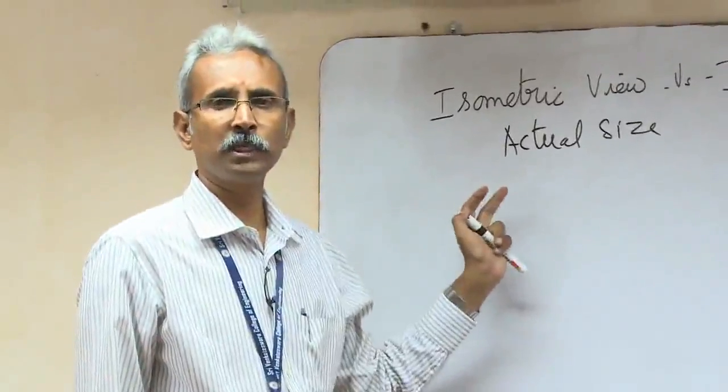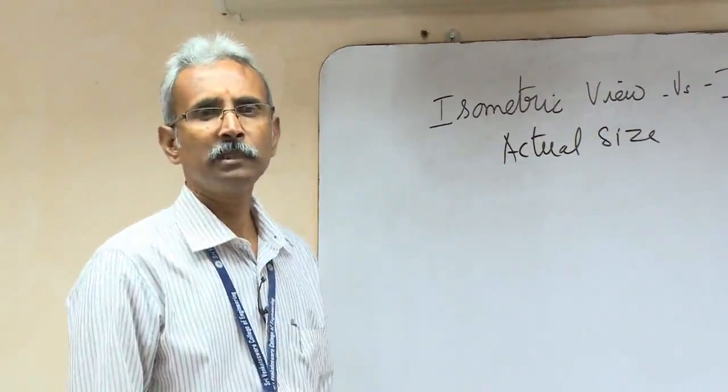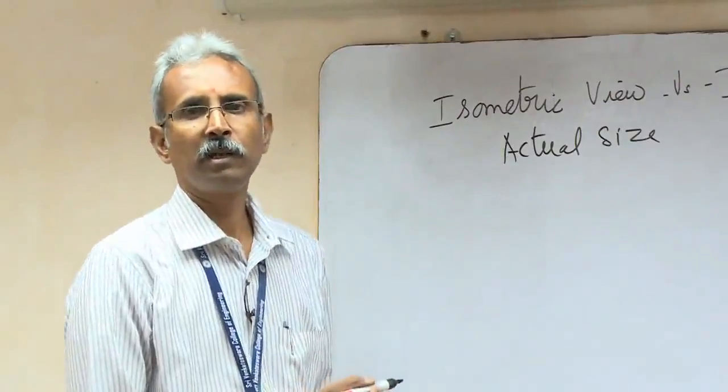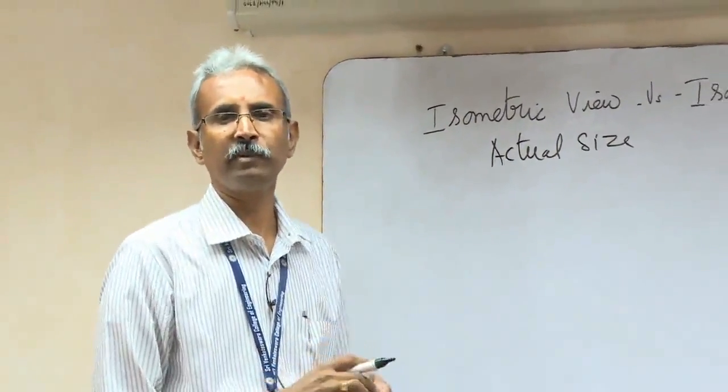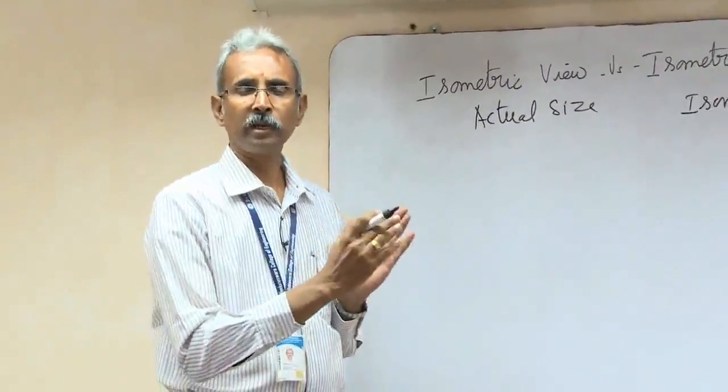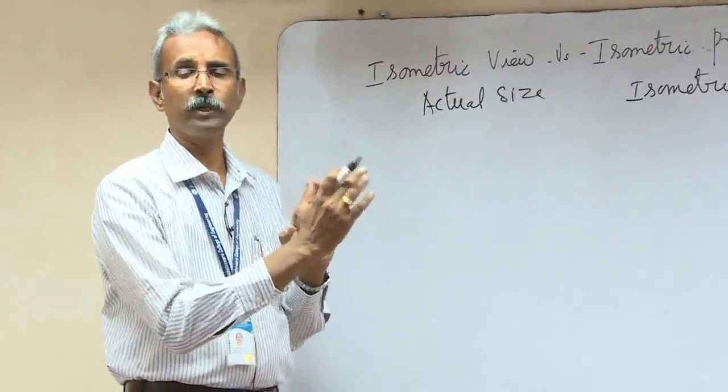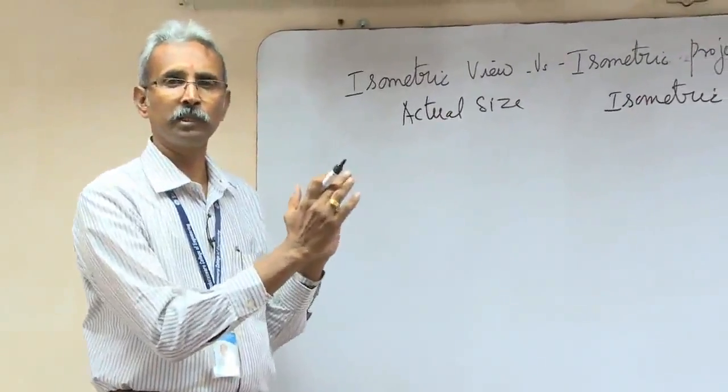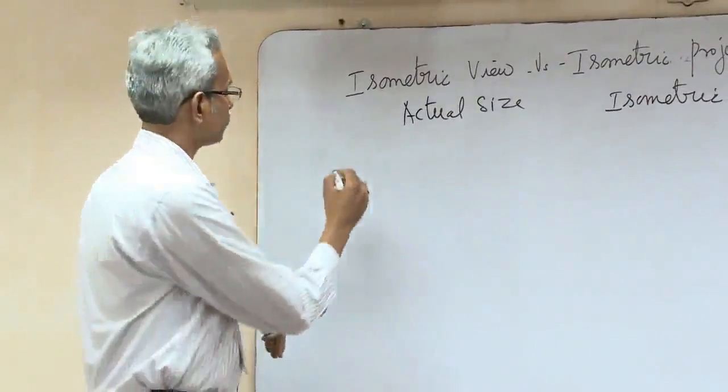How to draw the isometric view of simple shapes. So we will take the same example, a square of, say, side 50 millimeters. A square in isometric view, how it will look in the front view, how it will look in the top view, that we will see.